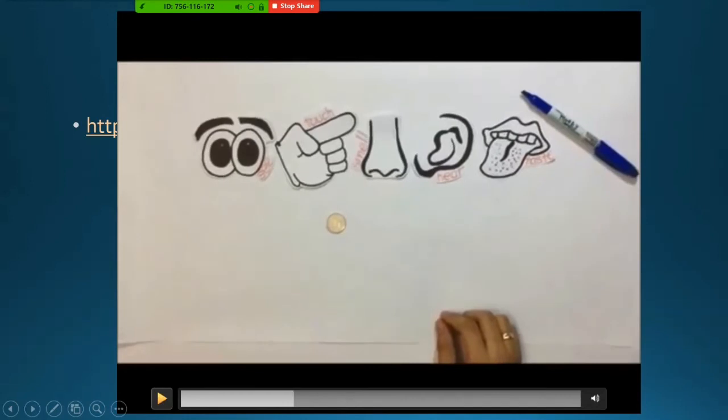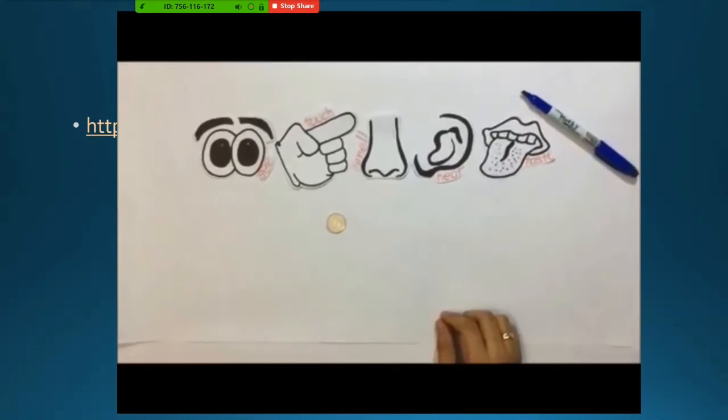Or taste. Okay, when you see this coin, what do you think? What is its shape? It's like a circle, right? So when we see this coin, it's like a circle. If you touch the coin, what do you think? It's hard. Clear?